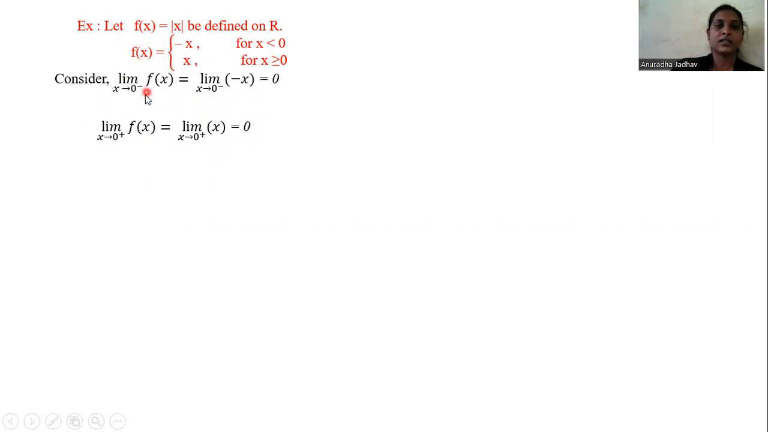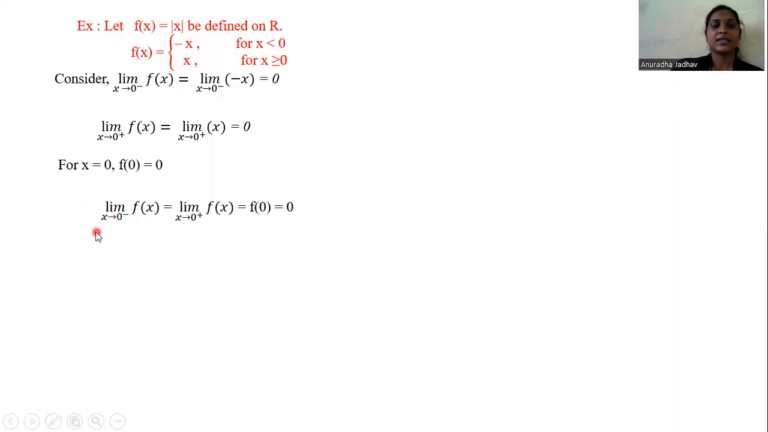Observe that here the left hand side limit and right hand side limit both are equal. Also here find the value of f of 0. Here f of 0, we consider the second condition, because here x is greater than or equal to 0, and the equal condition is included in that function. Therefore, f of 0 is equal to x, and the value of x is 0, therefore f of 0 is equal to 0.